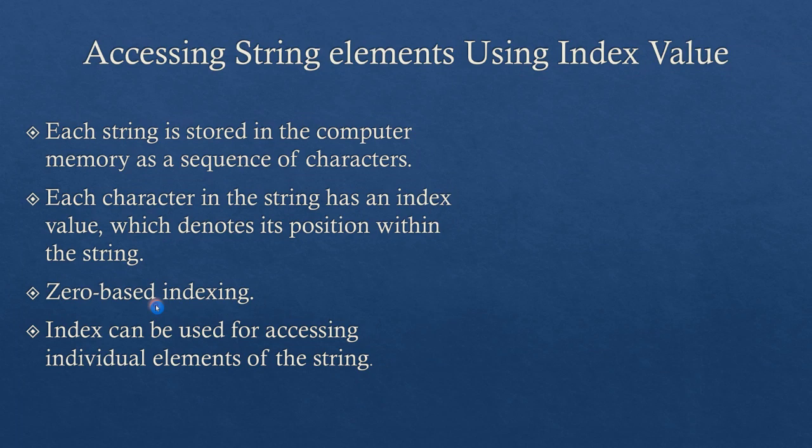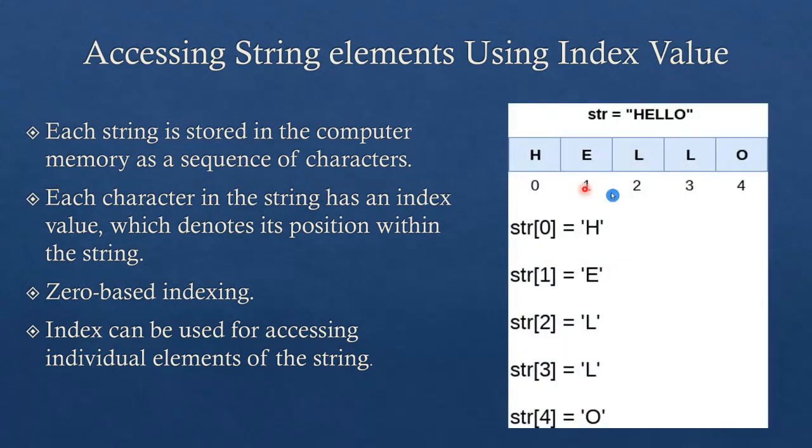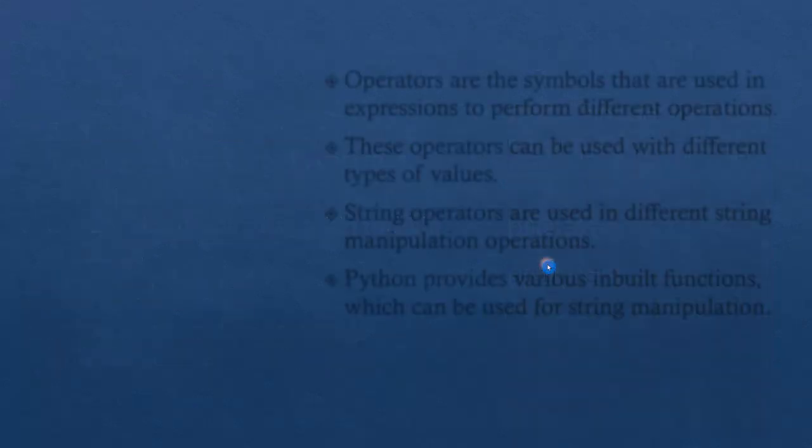Now let me explain this concept with an example. So the same string we are taking, and we are getting the same index values. Suppose if I want to access the first one, str of 0, the index value, it will display the first letter h. Okay, so this is how we have to access the elements of a string using the index values, right? Next, we are going to see string operators.